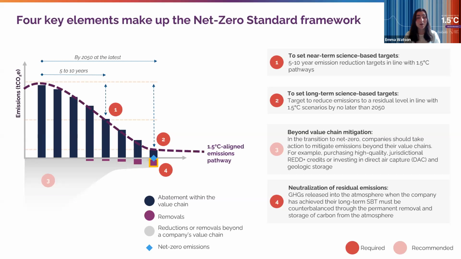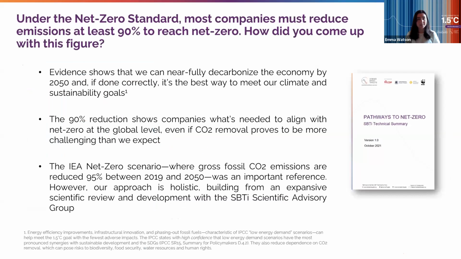So you can see on the left-hand side of the screen, the graph there. The company is reducing their emissions significantly through their long-term science-based target. In this example, there are some emissions left. So the company is then required to neutralize those emissions with permanent carbon removals. So those are the four key elements that make up the net zero standard framework. Now, if we go into the next slide, please.